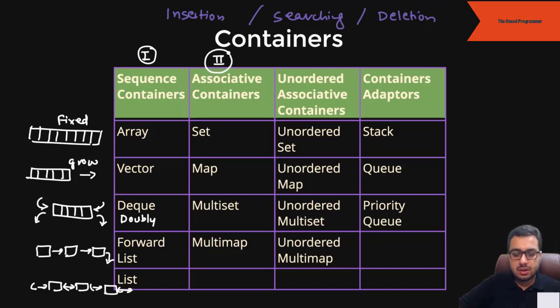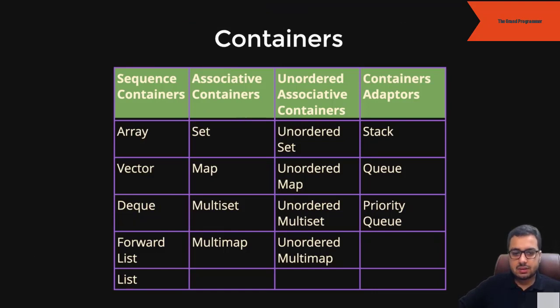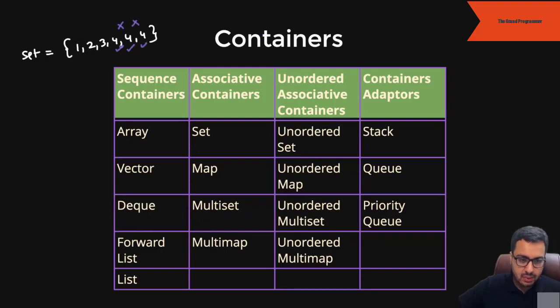So in the associative containers, you have something which is known as a set. So what is a set? Let us talk about set. Set basically stores a collection of elements. Let's say you have 1, 2, 3, 4, 5, and let's say you have multiple 4s. Set is going to store only the unique elements. That means it is not going to store the duplicates. But if you store them using something known as multiset, it is going to store the duplicates as well. So the multiset can have duplicate values.